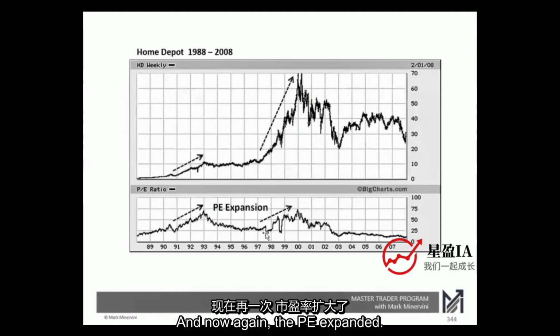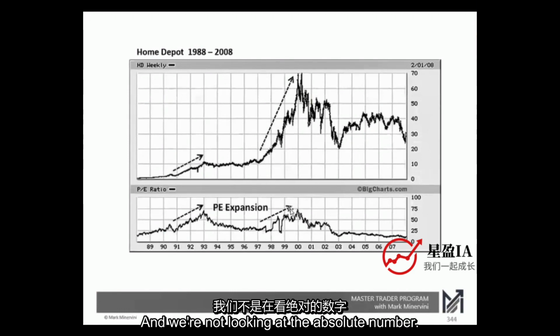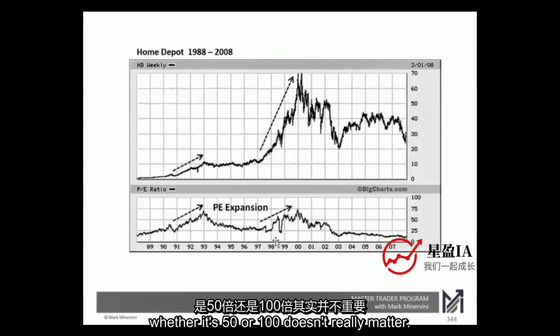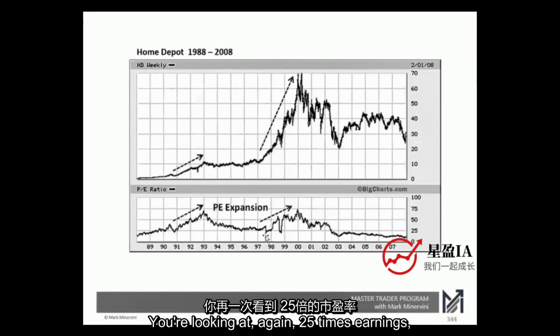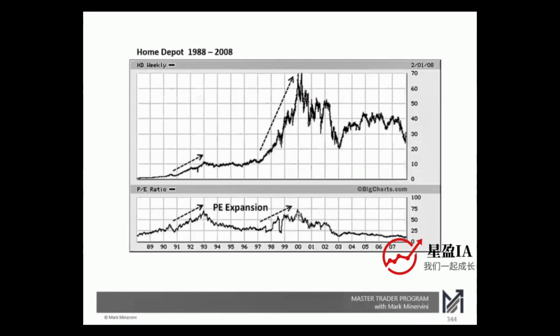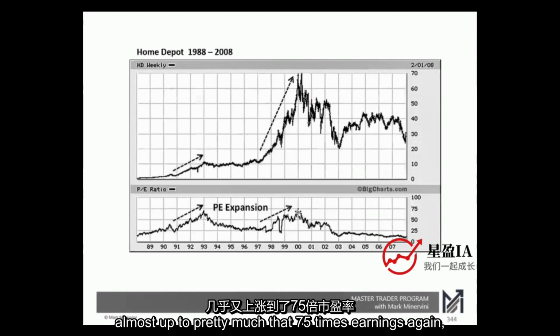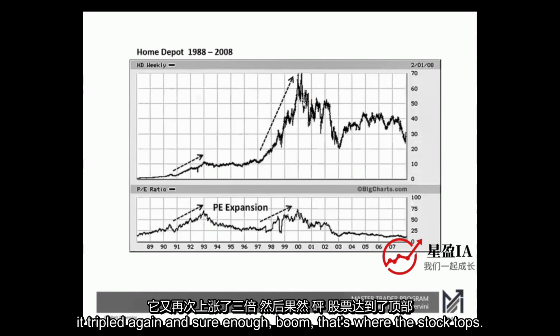And now again, the PE expanded, and we're not looking at the absolute number. The number's not that important, whether it's 50 or 100, it doesn't really matter. What you're looking at is, has it doubled or tripled? And from here, when it starts breaking out again, you're looking at 25 times earnings, pretty much up to that 75 times earnings again. It tripled again. And sure enough, boom, that's where the stock tops.